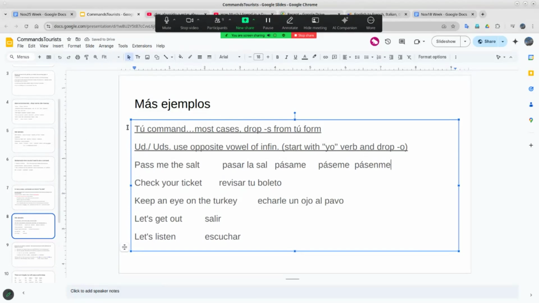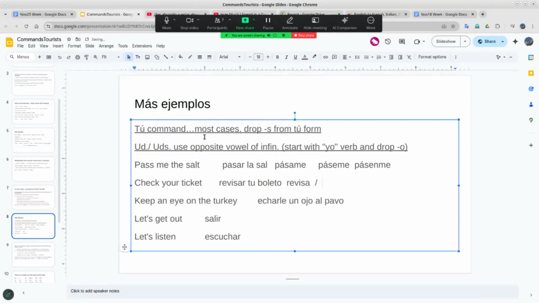Okay, bien. Check your ticket. If you are at the airport, en el aeropuerto, and they say, "Hey, everybody, check your tickets," whatever, there's a change in the gate you're leaving from or whatever that might be, right? Check your ticket to one person, if you're just talking to your spouse or your kid, is just a tú command. And the tú command will be revisa. Revisa tu boleto, just to your husband or your spouse.